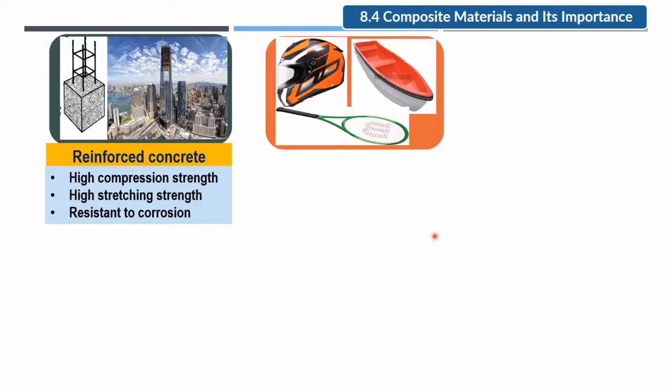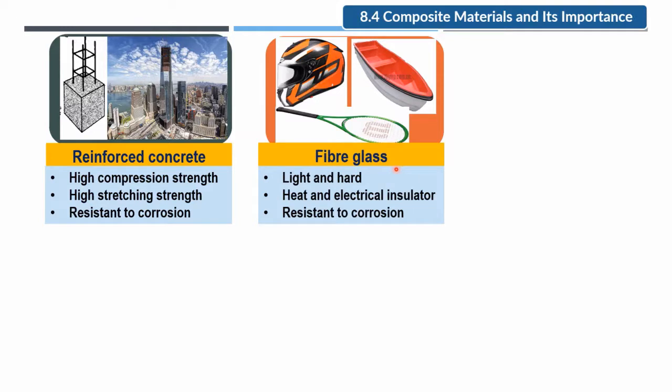Second type is fiberglass. Its properties are light and hard, heat and electrical insulator, resistant to corrosion. These properties make the fiberglass suitable to make the helmet, body of boat, or car bumper, racket frame.